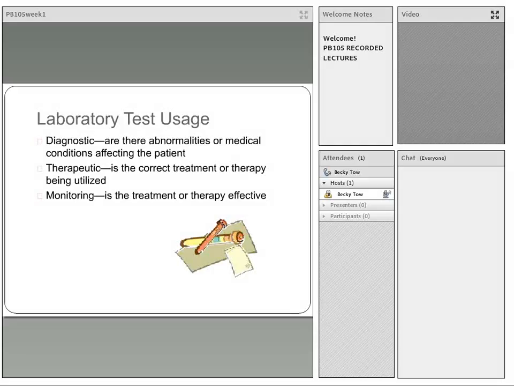Nowadays, team or the phlebotomist collects specimens which can be used in several different ways. Testing can be used abnormalities in the results indicating a medical condition. It can be used as a therapeutic that would be done.